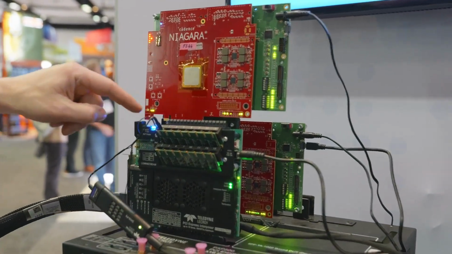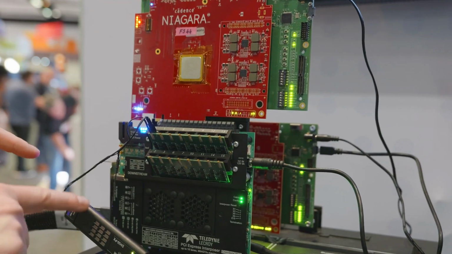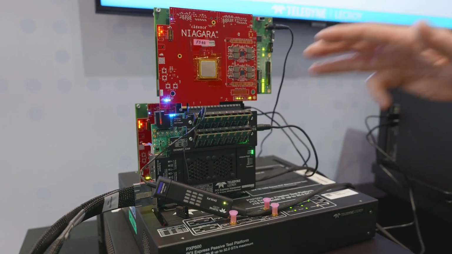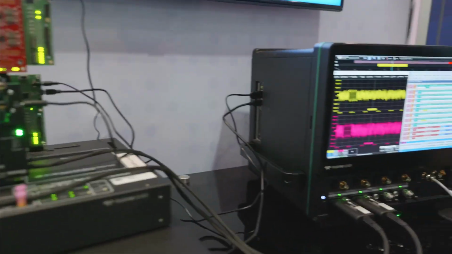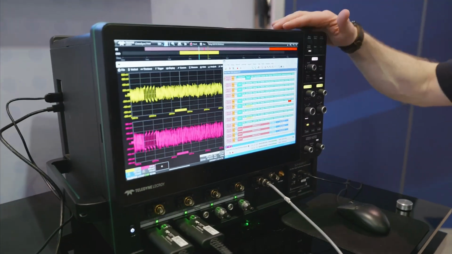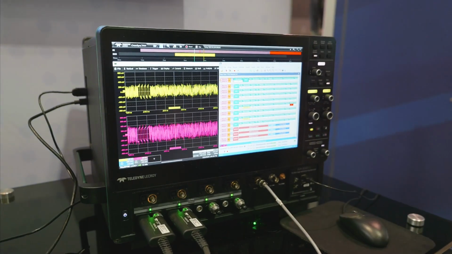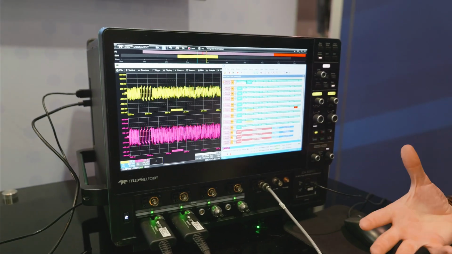But on this interposer, we also have these connectors for these high bandwidth oscilloscope probes. So with these, we're probing one lane of the upstream and downstream PCI Express link, and they're connected to our WaveMaster 8000 HD high bandwidth 12-bit oscilloscope. And this is a solution we call cross-sync PHY.